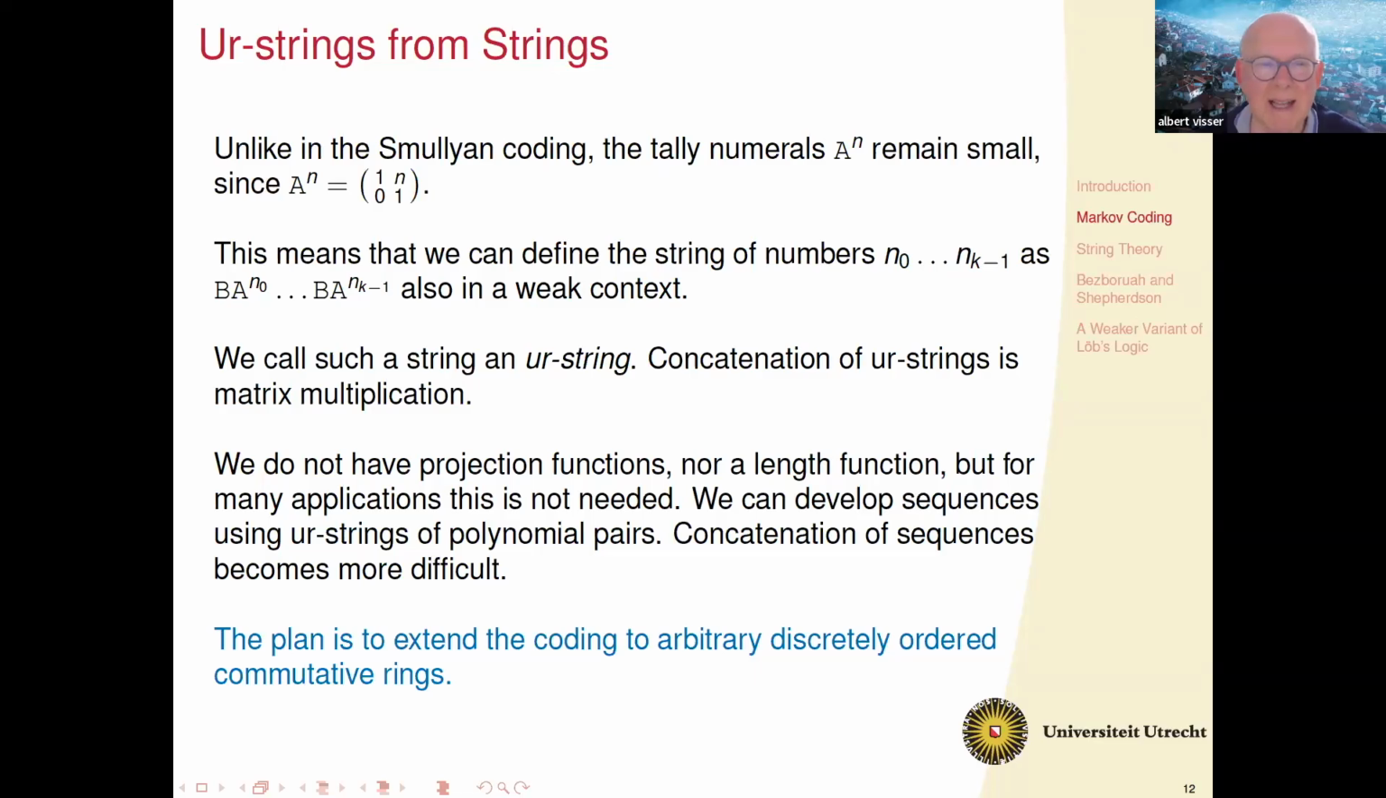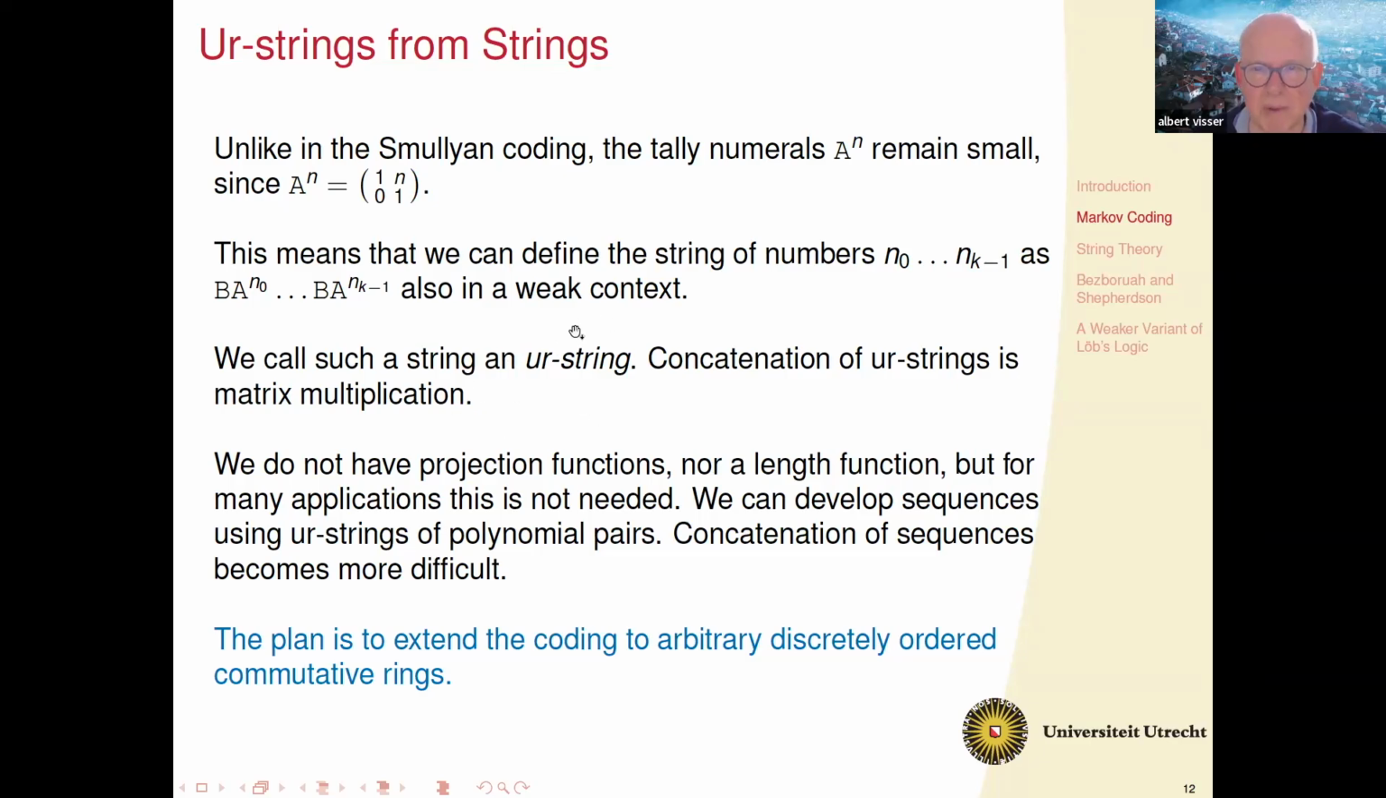So the important thing is that concatenation of strings here is something very simple, right? So it's a matrix multiplication. So concatenation of Gödelian beta sequences, for example, is not a very easy or natural thing to do. So this has really a very pleasant way of putting these things together. So it's an Ur string.